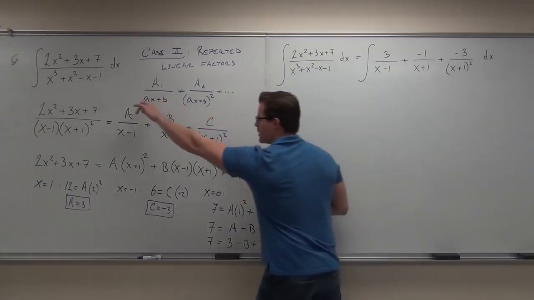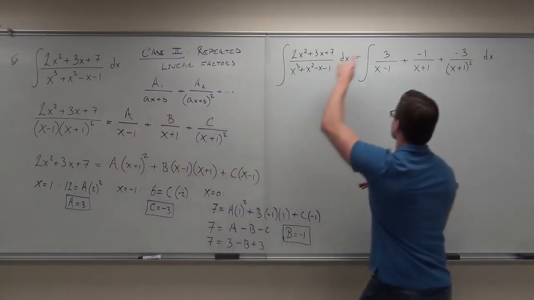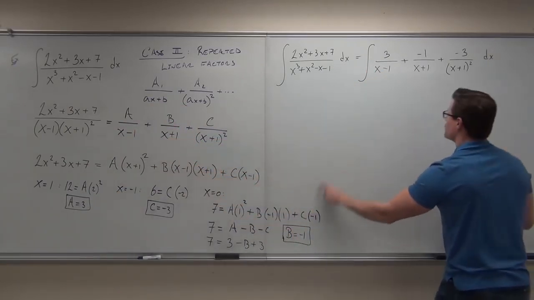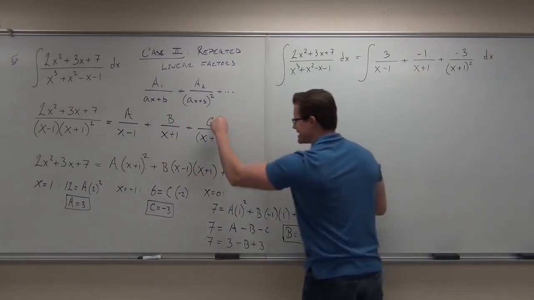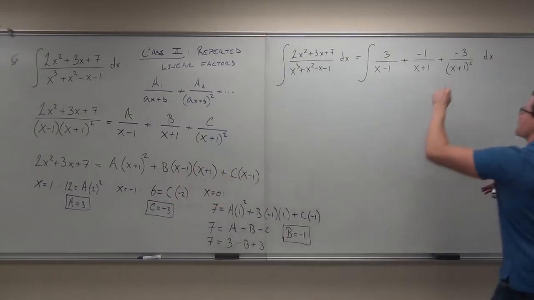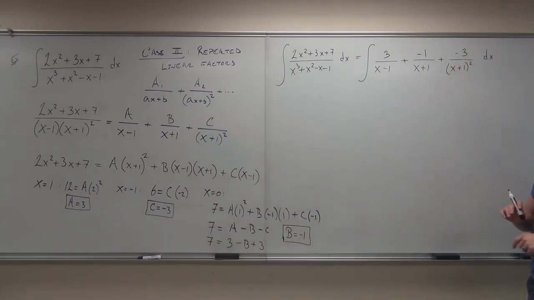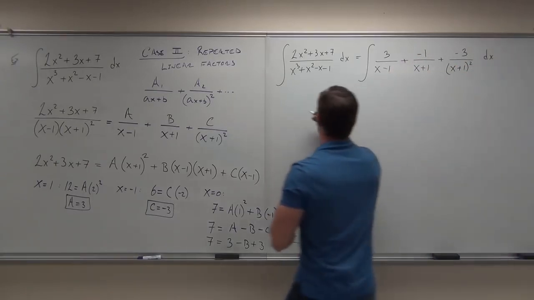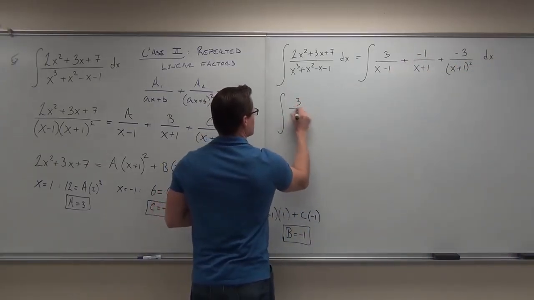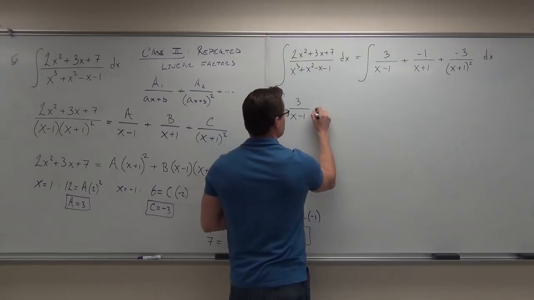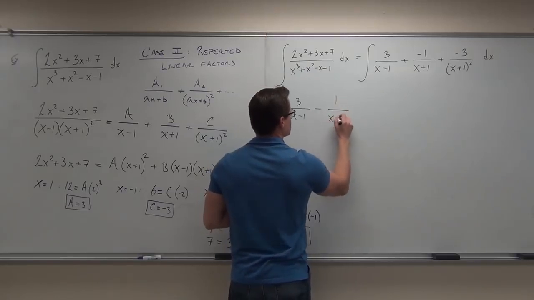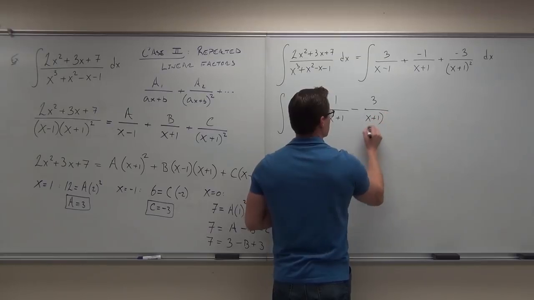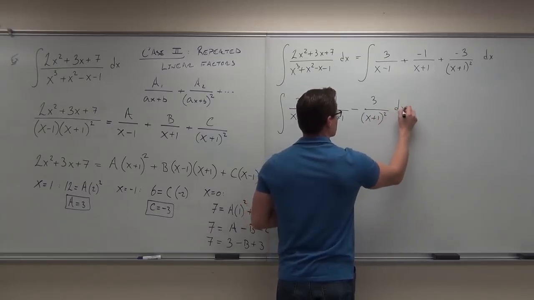We want A over x minus 1, so 3 over x minus 1. We want B over x plus 1, so -1 over x plus 1. We want C over x plus 1 squared, -3 over x plus 1 squared. So far, so good? Maybe clean this up, because it's kind of ugly looking. So instead of plus negatives, let's make this integral of 3 over x minus 1, minus 1 over x plus 1, minus 3 over x plus 1, quantity squared dx.